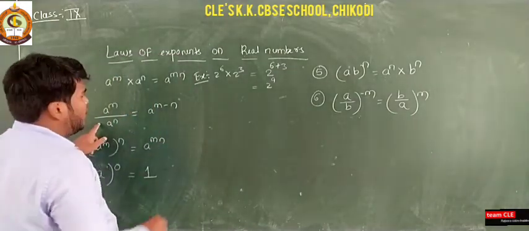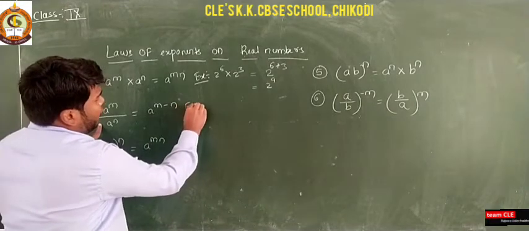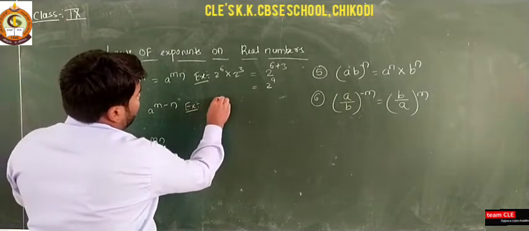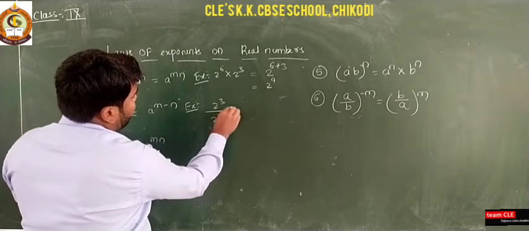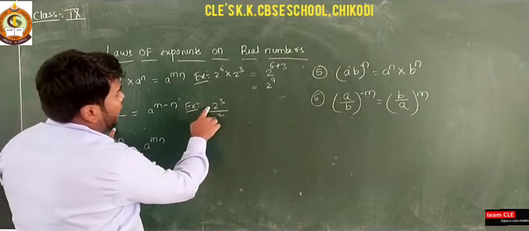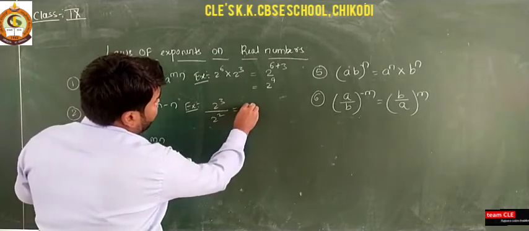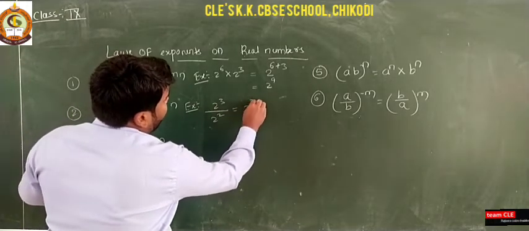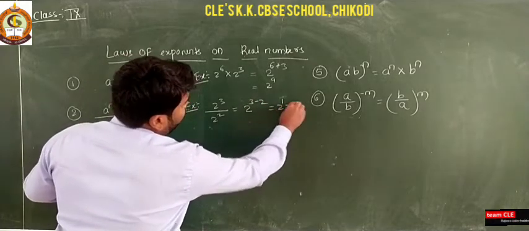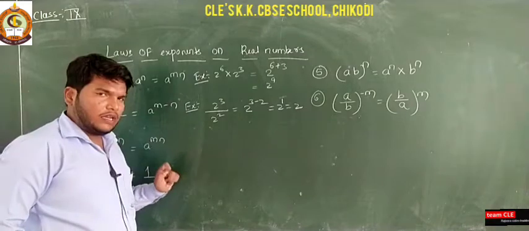Similarly, for the second law, take 2 raised to 3 divided by 2 raised to 2. Here a is 2, m is 3, n is 2, so I write this as 2 raised to 3 minus 2, which is 2 raised to 1, which is equal to 2. So this is the second example.